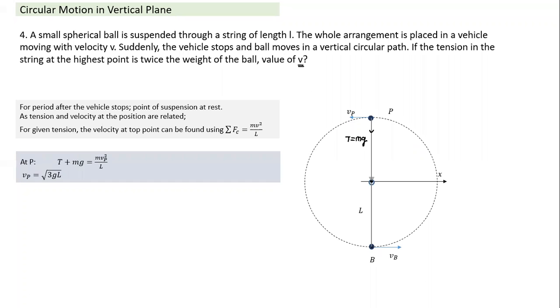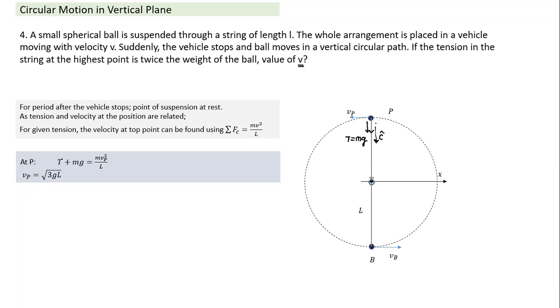So what we are starting with: since the tension is given, we can apply again the same condition. This is the centripetal direction. Which condition am I applying? Summation of the components of forces in the centripetal direction is equal to mv square by r. What are the forces acting here? T plus mg, and both are in the same direction. Both are directed towards the center. That is equal to m vP square by L. T is given as 2 mg.